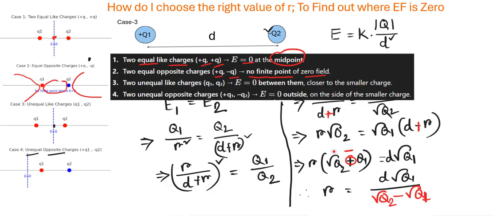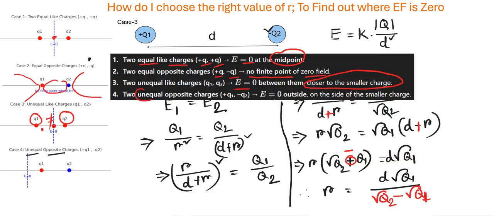Now case number 3, two unequal charges. So Q1 and Q2 are not equal, and obviously they are like charges. For case number 3, where electric field is 0, it is closer to the smaller charge. It means if Q1 is smaller, the point will be somewhere here, or if Q2 is smaller, the electric field here will be 0.